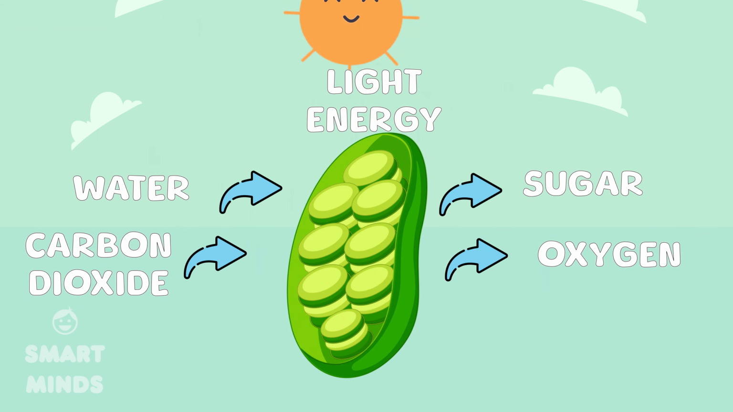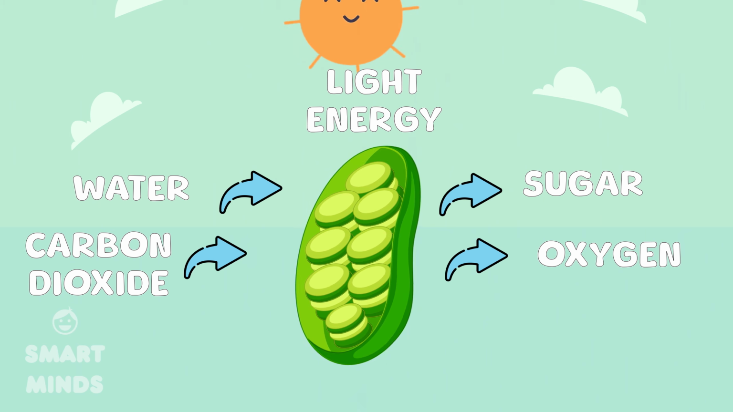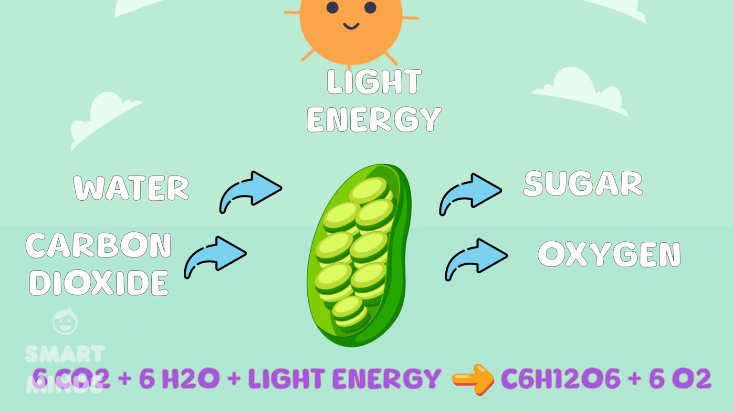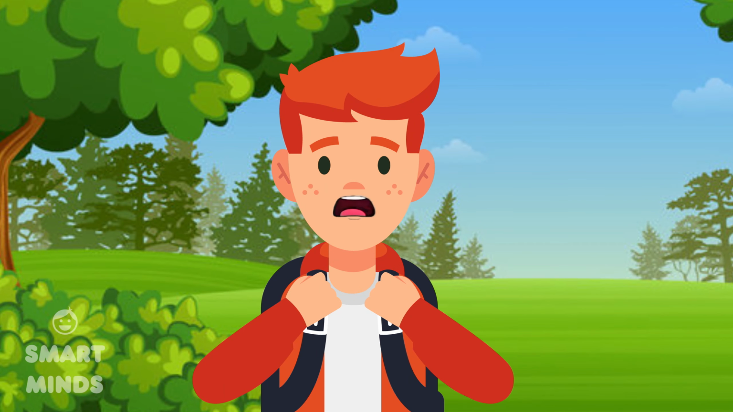This energy conversion is done through a complex process that involves multiple intermediate reactions, but the overall process is summarized by the chemical equation 6CO2 plus 6H2O plus light energy produces C6H12O6 plus 6O2.